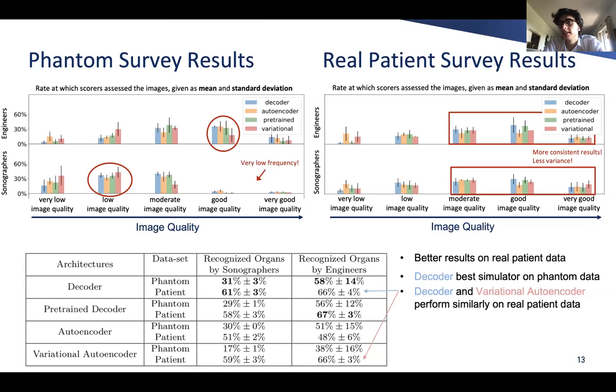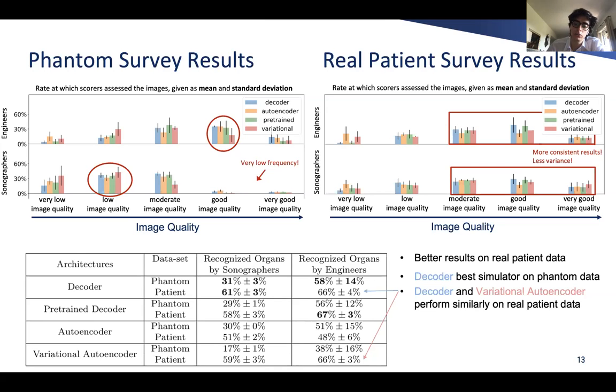Moving on to real patient results, we can see that the results are way better. The average rating is definitely increased, and there is less variance between sonographers and engineers. Furthermore, the best performing architecture was still found to be the decoder, but this time closely followed by a variational autoencoder. Moving on to the table at the bottom, we report the frequency for which each user was able to recognize the organs. We can again see that the results were particularly better for the patient dataset, and that the best performing model was again the decoder, closely followed by the variational autoencoder for real patient data.